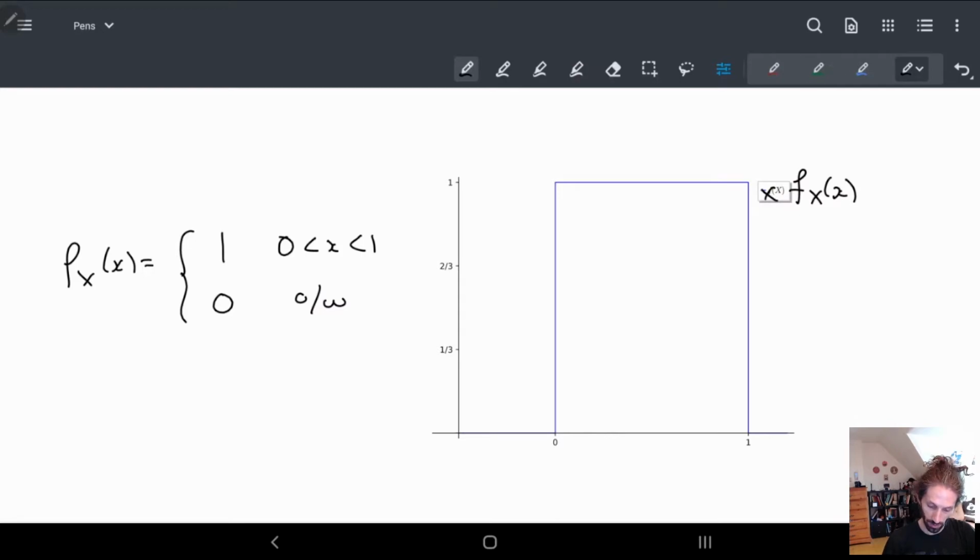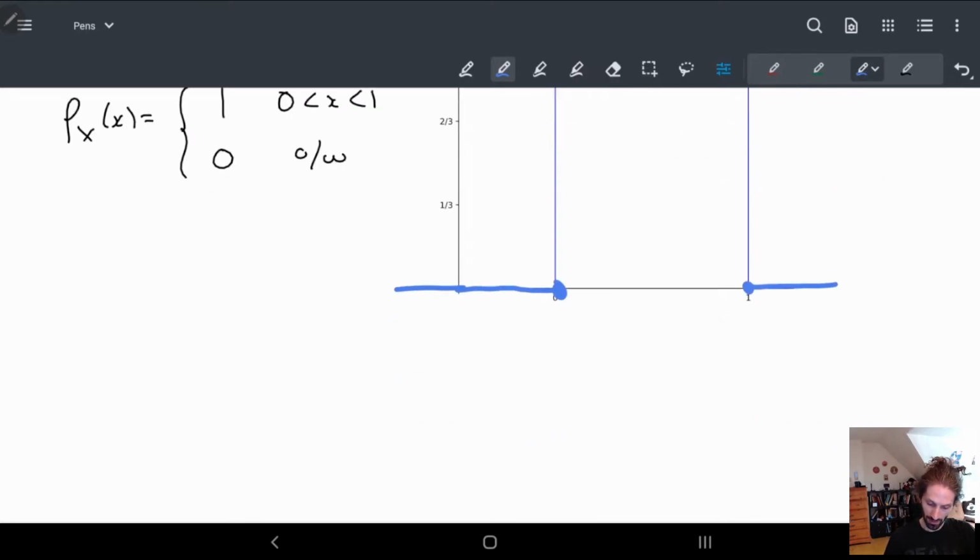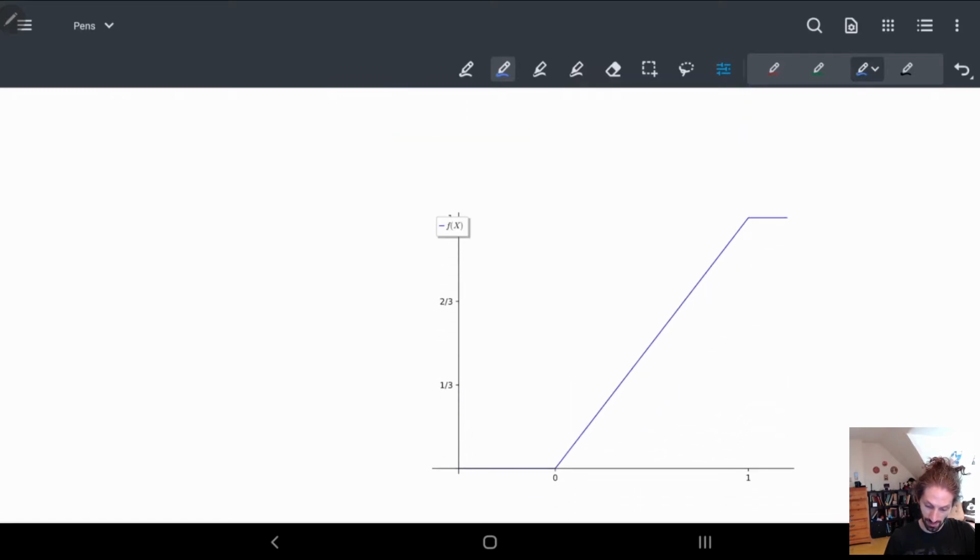So this is our graph, right? It's 0 everywhere. Here, it pops up, and then comes back down, right? So you might be like, wait, I don't know why there are the vertical lines. This doesn't look continuous. Why would this be a continuous distribution? Well, because let's look at its CDF.